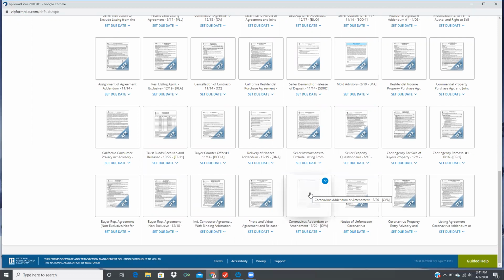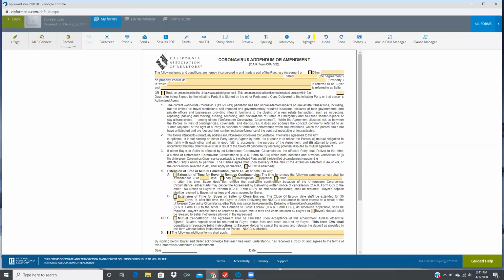Next one we'll go over is the coronavirus addendum. This one came out a little bit ago. They made some modifications to it. Basically, they're adding in this NUCC form now. But again, coronavirus addendum. When you're writing an offer, I would add this in just as the other forms are added in when you're writing the offer, such as the wire fraud form and stuff. Just make this part of your purchase agreement.